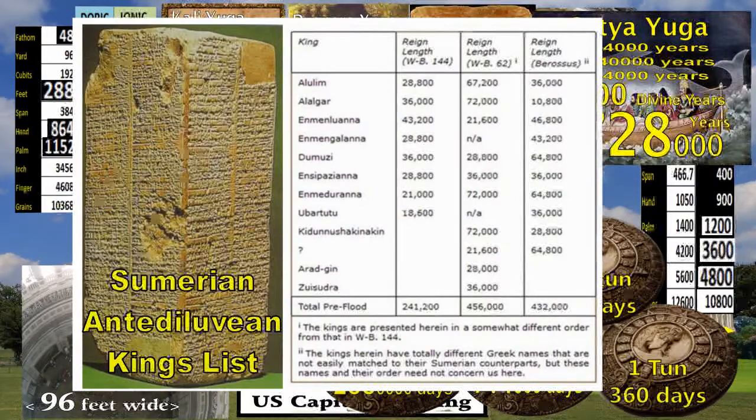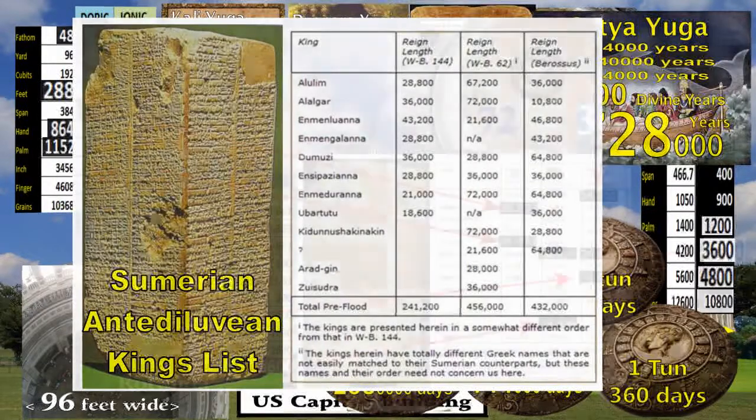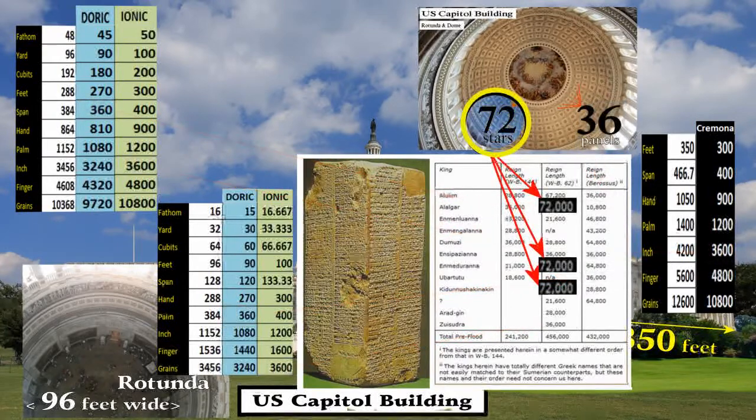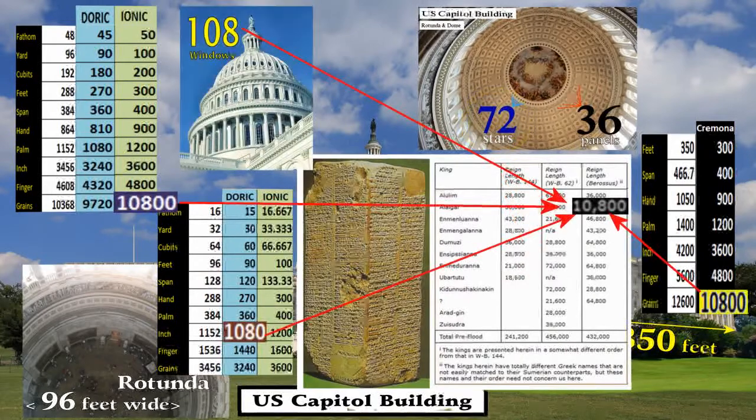Okay, Sumerian Antediluvian Kings List. The antediluvian being the pre-flood Kings List. Now, there are different translations of it, but even in the differences between them, we find the same pattern. So whether it's 36, 72, and we'll see more, 108, for instance, as well. 108, again, just if there's a number worth remembering, it's 108.